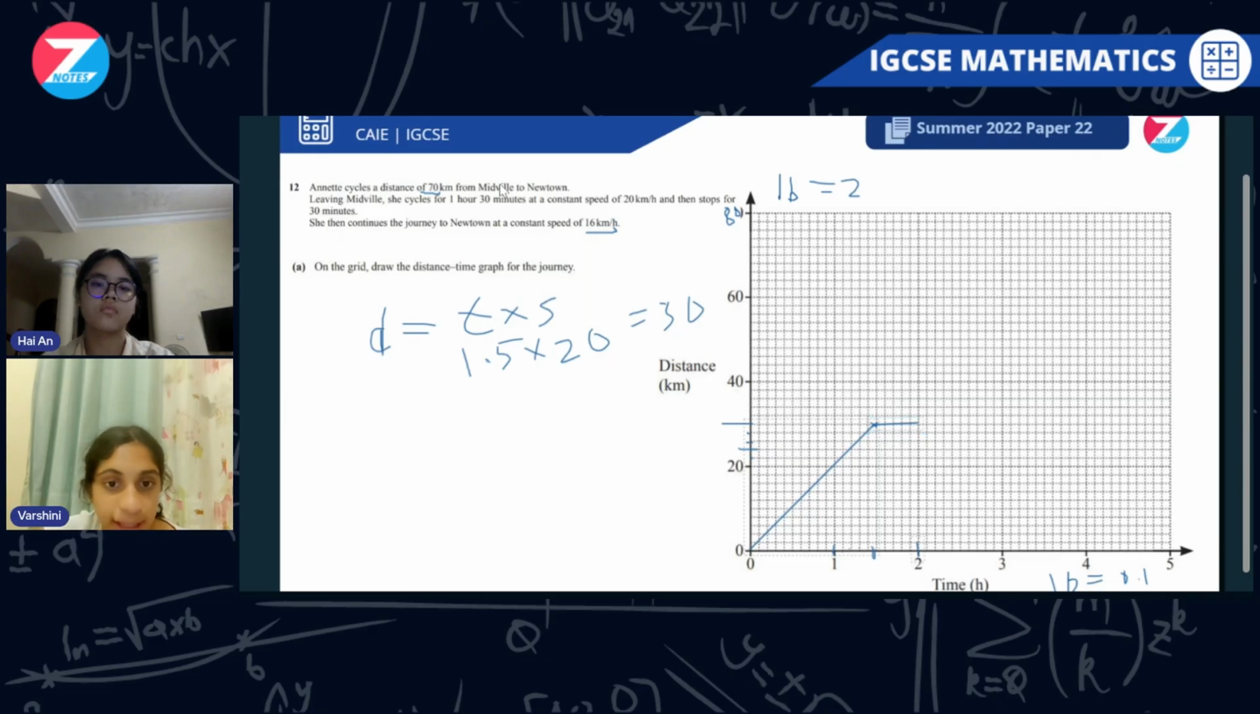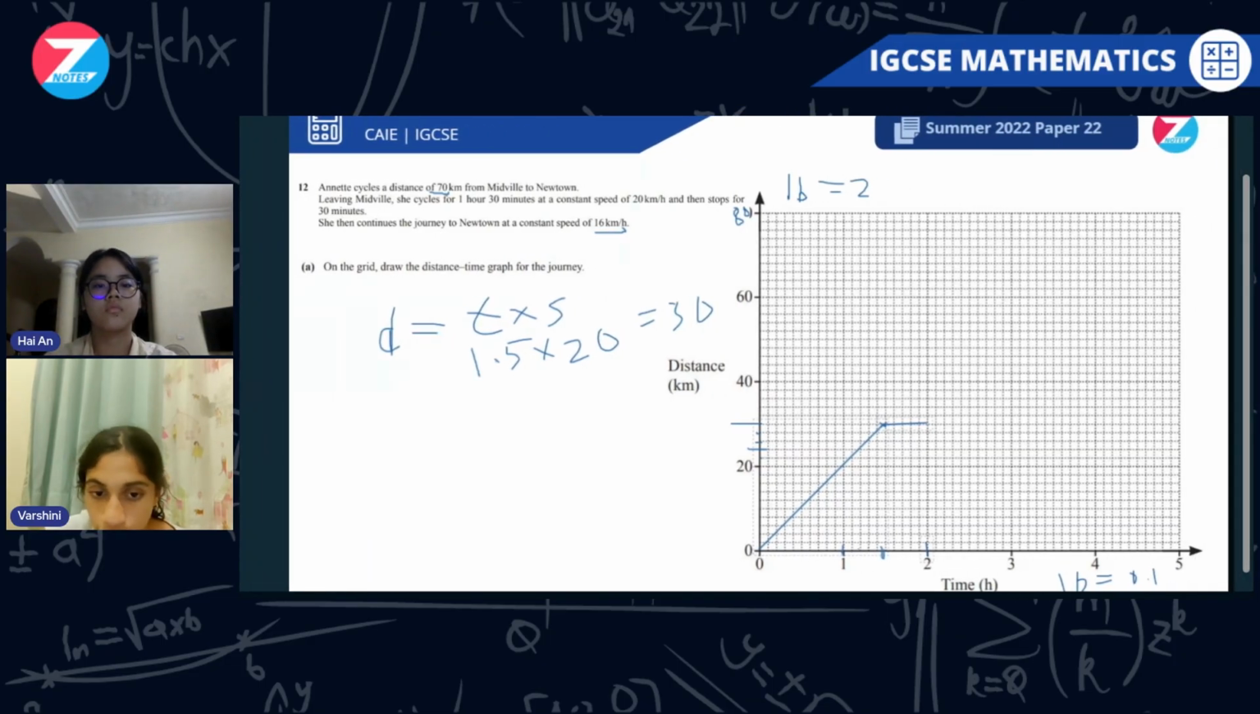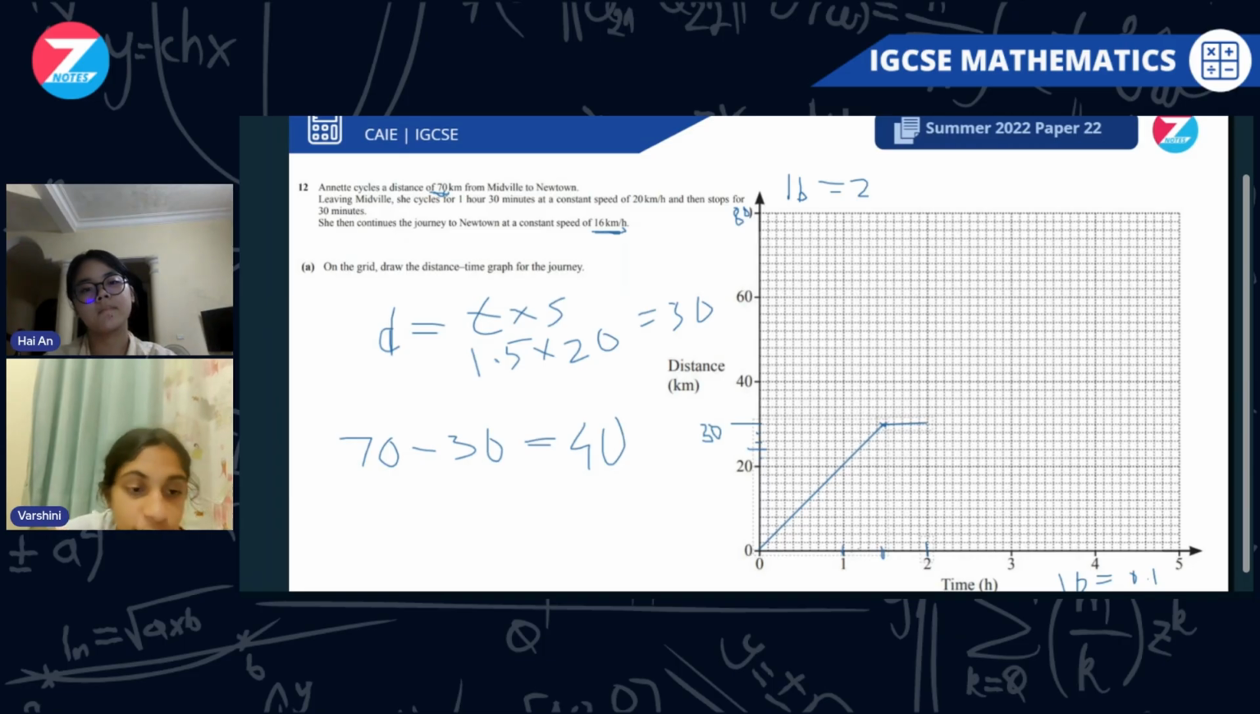Okay, the last part. She then continues the journey to Newtown at a constant speed of 16 kilometers per hour. For this, we know how much distance she's already gone, which is 30. And we know the total distance is 70. So the distance left is 70 minus 30, and this is 40. So she has 40 kilometers left to go to Newtown. And all of this 40 kilometers is going to be at the speed of 16 kilometers per hour.